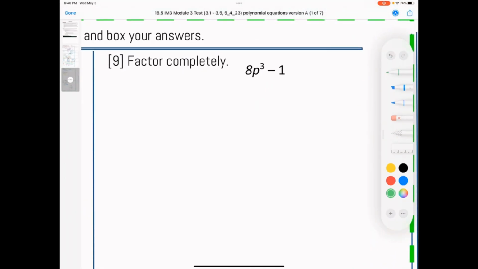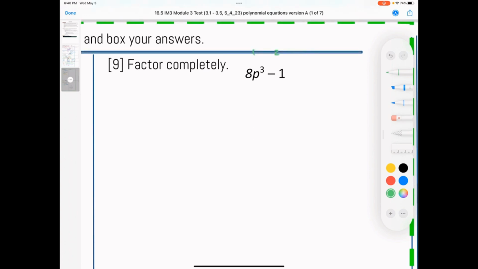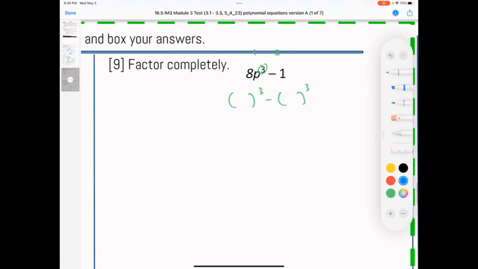All right, factor completely. You'll notice you have 2 terms. You're missing a term, so if you notice I have 2 terms, you can't add like a 0p in this one. This one is a cubic. So 8p to the third. If you do a cube root, you realize that it is 2p. And this one is just a 1.